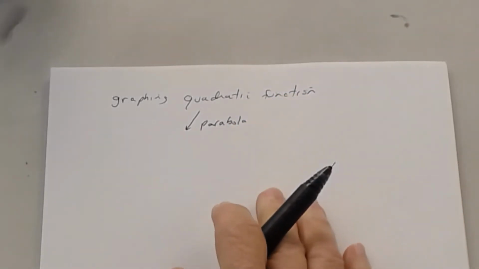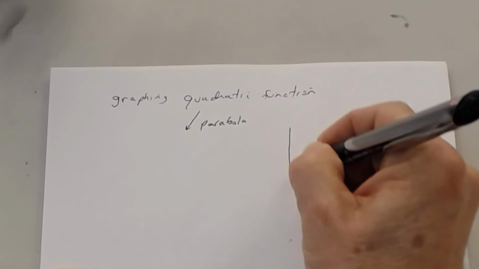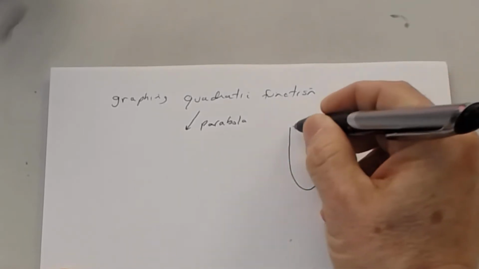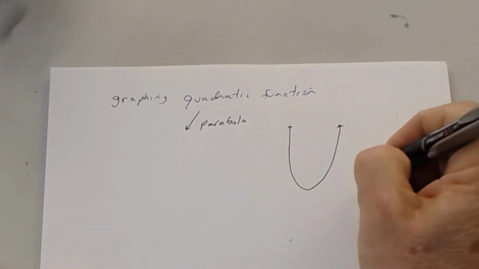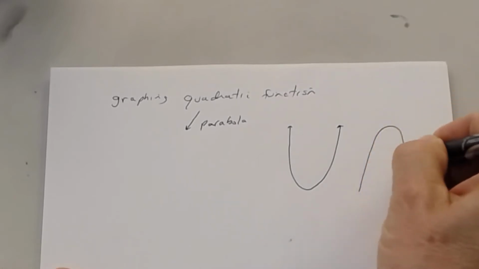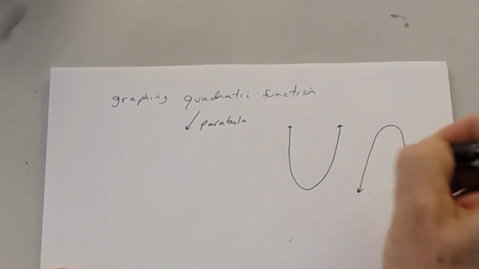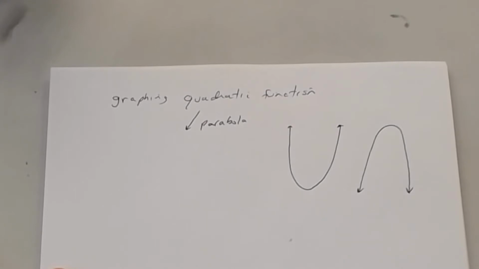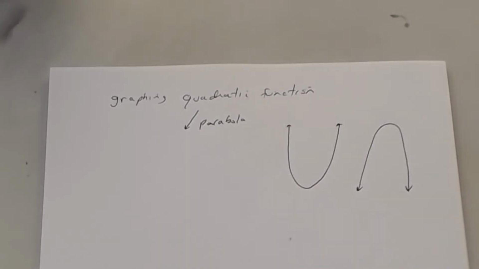All right, now you don't know what the equation looks like, but just know that if you have a graph that looks like a parabola, like this, where it's opening up or it's opening down, that's a quadratic function. So the shape is called a parabola. That's a parabola. All right, P-A-R-A-B-O-L-A. Okay, parabola.